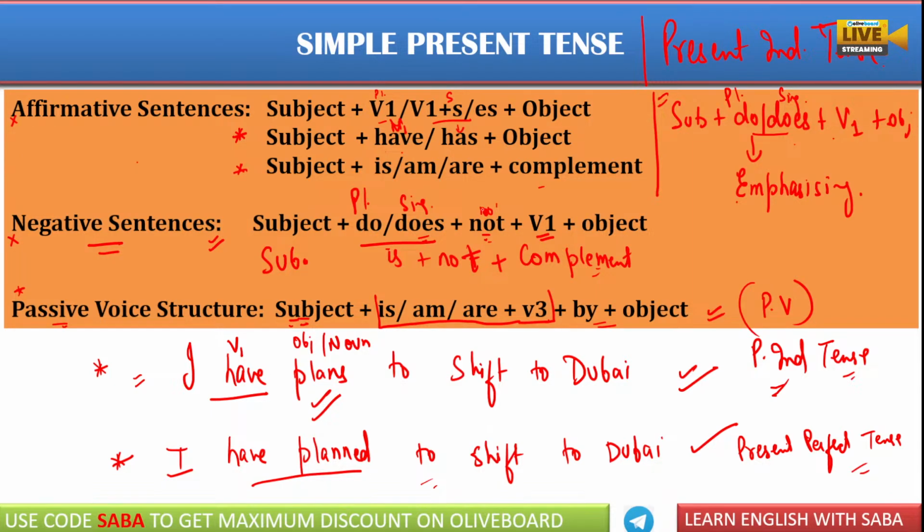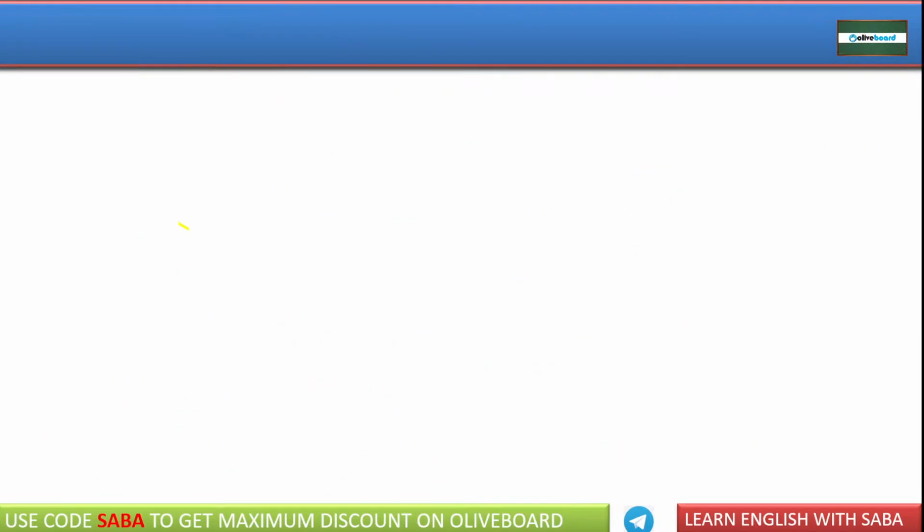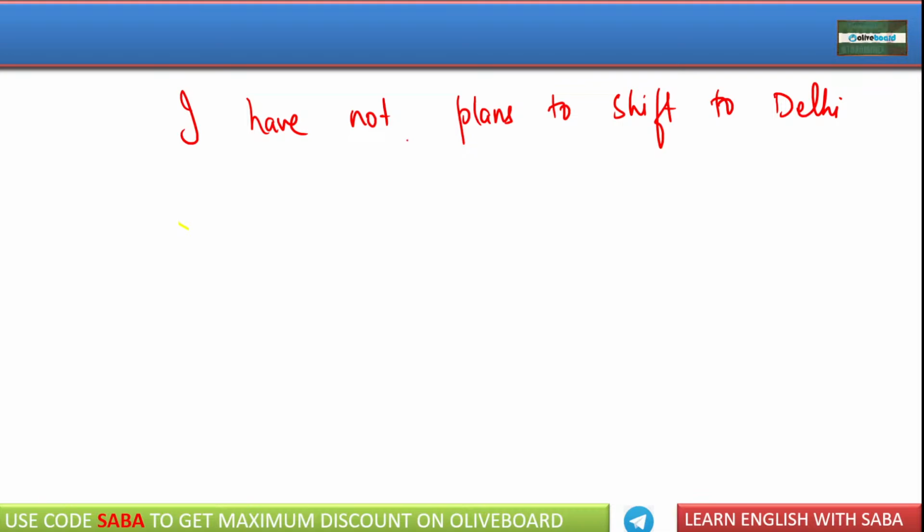Please demonstrate in a sentence. Okay, चलिए. If I say I have not plans to shift to Delhi. कहाँ मैं लिखूं? रुकिए, इसको मैं आगे ही लिखती हूँ. Be ready for this to and fro motion. ठीक है, इसके लिए रेडी रहिएगा. अगर मैं बोलूं I have not plans to shift to Delhi, what is wrong here? This not is wrong here because it is qualifying a noun. Plans is what?